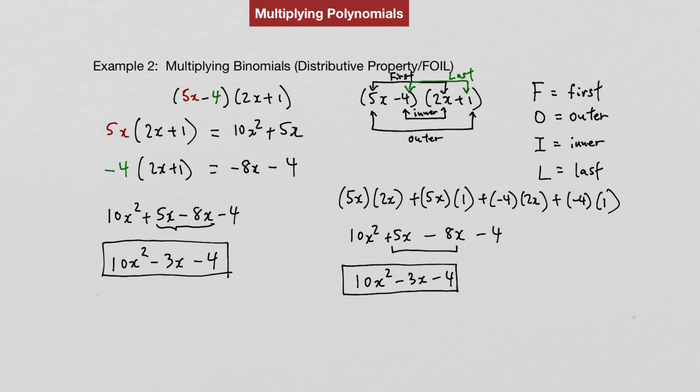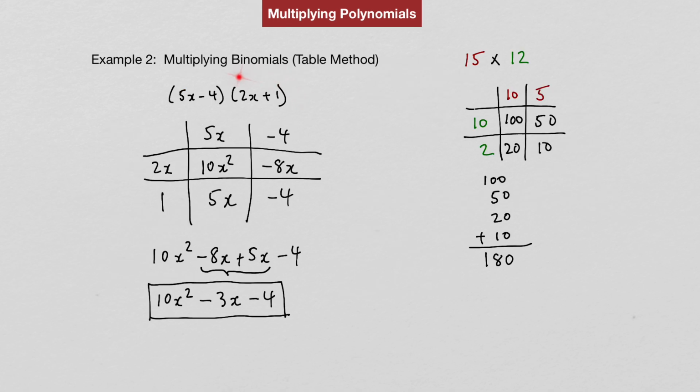So any of the three methods you can use, but as you become more proficient at this, I would highly recommend using the FOIL method, because as you can see, it takes a lot less effort to multiply polynomials. The distributive property takes a little bit more work. Both of these are essentially the same, but the distributive property method is slightly less efficient. And then, of course, if you use the table method, it takes a couple more steps.